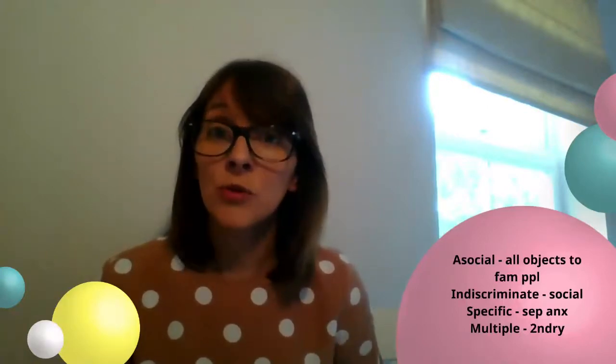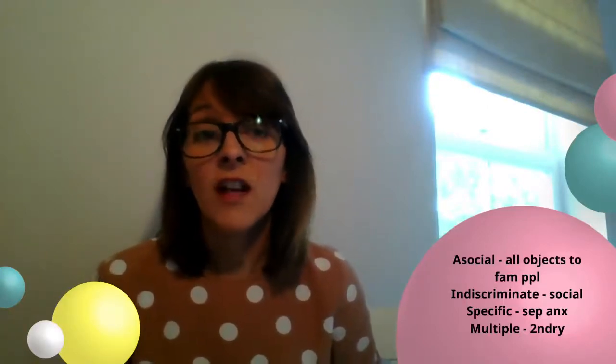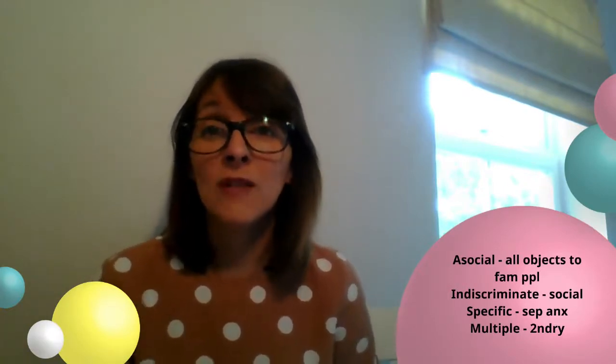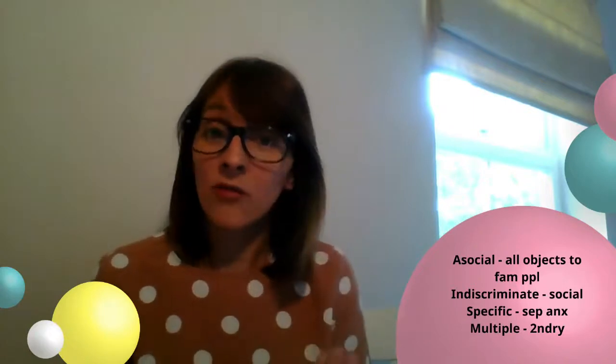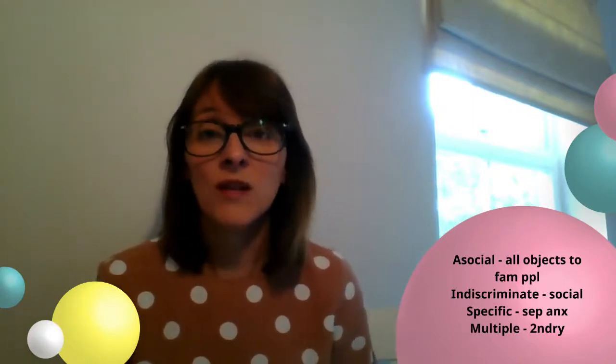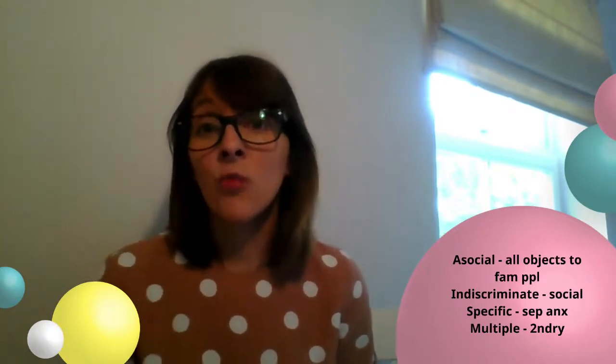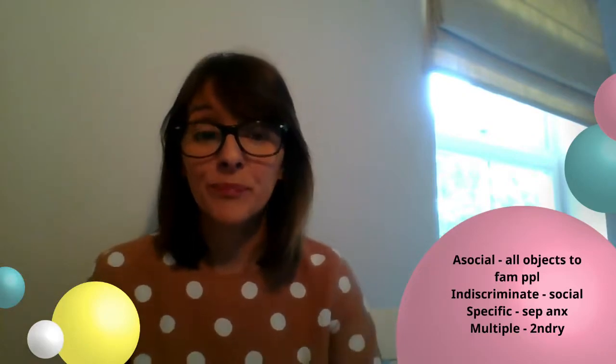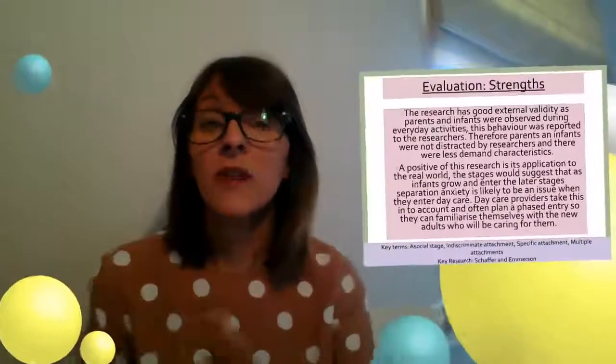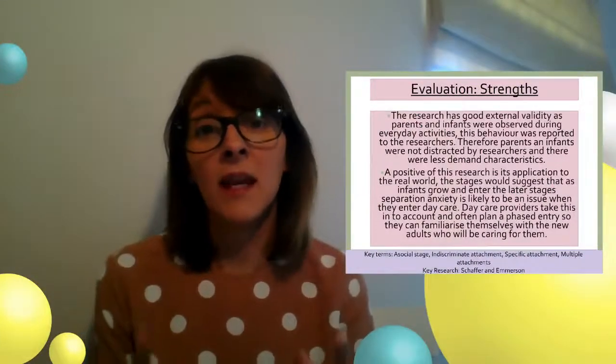And then we have multiple attachments, which is our 4th stage, and this is when they start to develop secondary attachments. So these are multiple attachments to other individuals, like grandparents, siblings, fathers, if the mother's been their primary attachment figure. And 78% of infants around 1 year had a secondary attachment. So there are stages of attachment, and that's the basis of this.